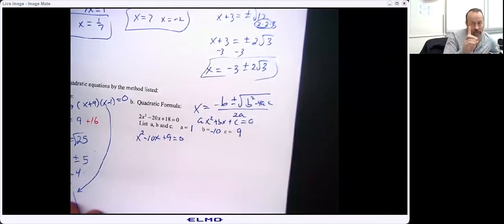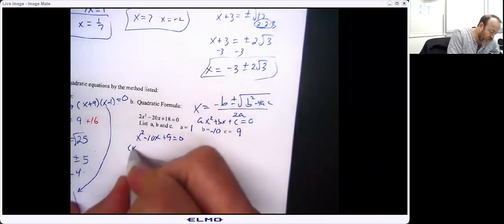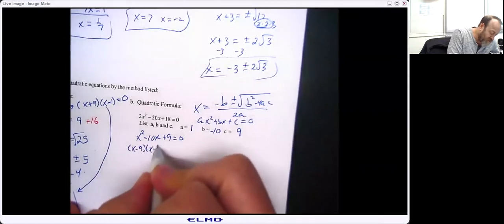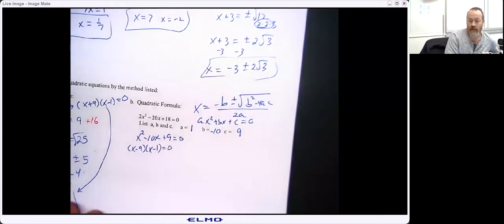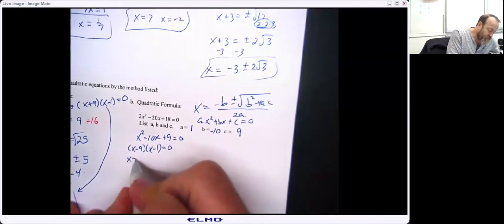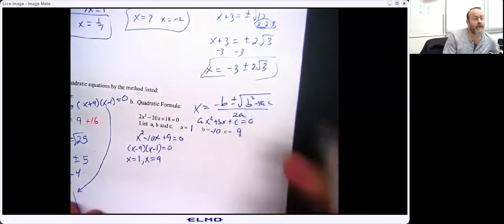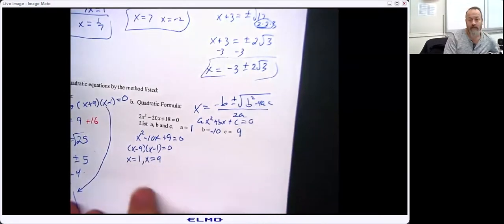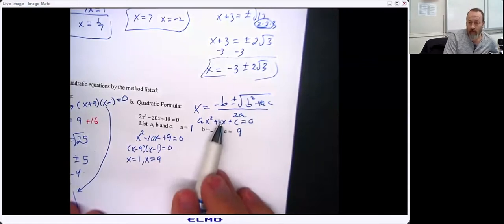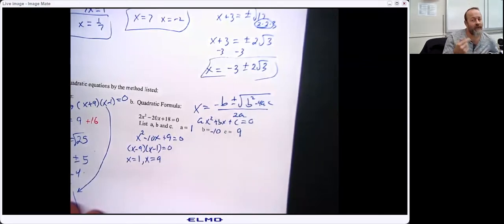Now, yet again, we did something to be kind to you. This problem factors to x minus 9, x minus 1. So before I do the problem by the quadratic formula, I already know what answers I should get. We did this on purpose because this is new to many of you, so it sometimes helps to have a little bit of knowledge of what I'm looking for to make sure I don't make any mistakes.